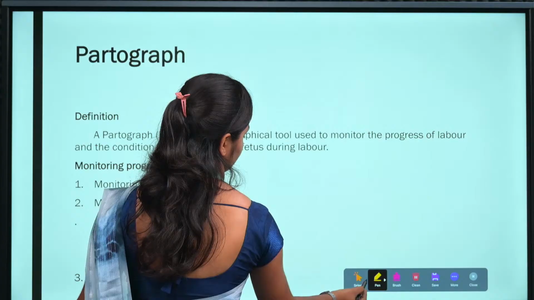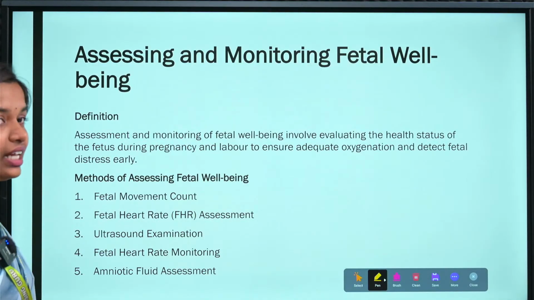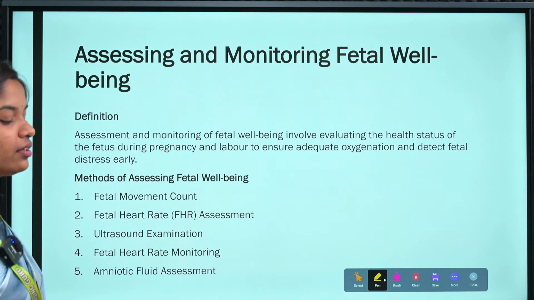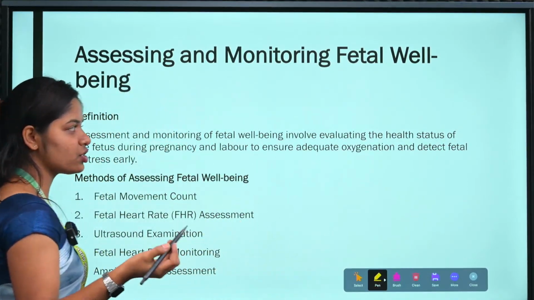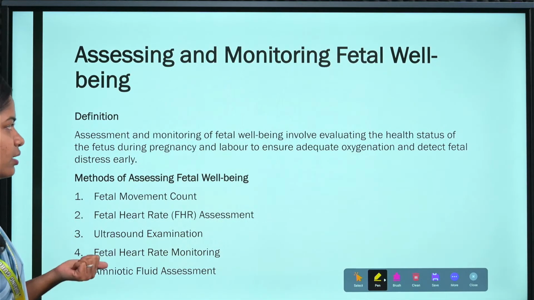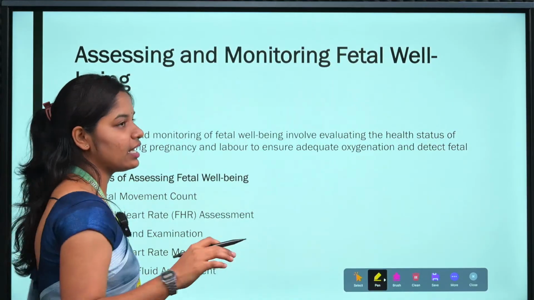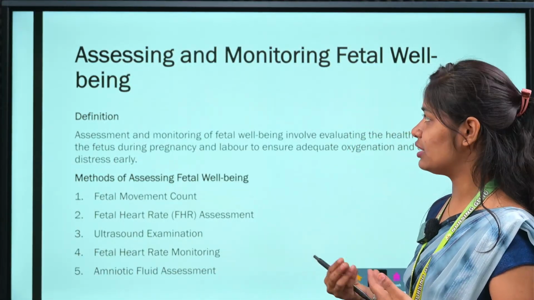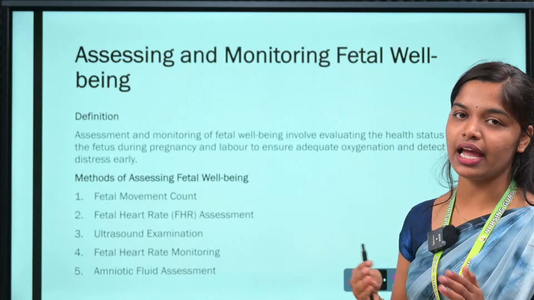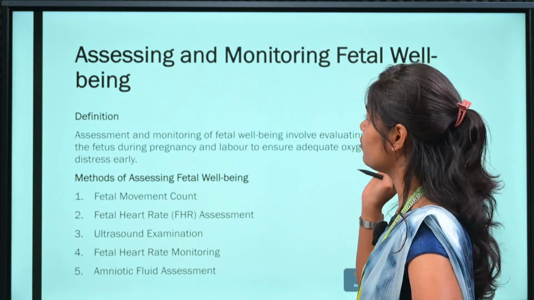Next is assessing and monitoring the fetal well-being. How are we going to assess and monitor the fetal well-being? It means the assessment and monitoring of fetal well-being involves evaluation of the health status of the fetus during the pregnancy and labor, to ensure adequate oxygenation and detect fetal distress early. To assess the fetal condition at the time of labor, delivery, and after the delivery also, we are going to assess and monitor the health condition and health status of the fetus, that we will call assessment and monitoring of the fetal well-being.